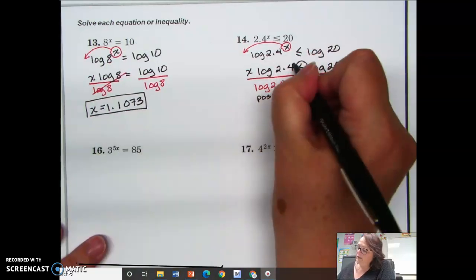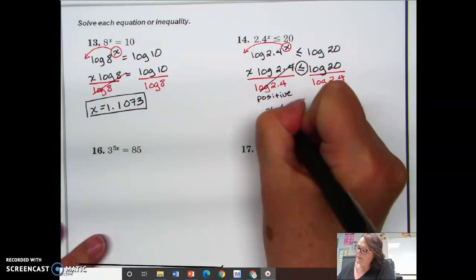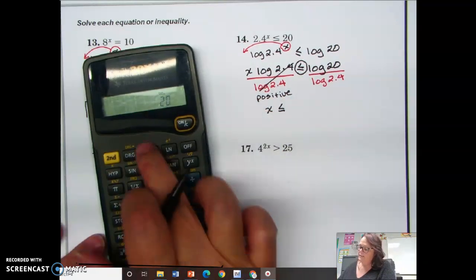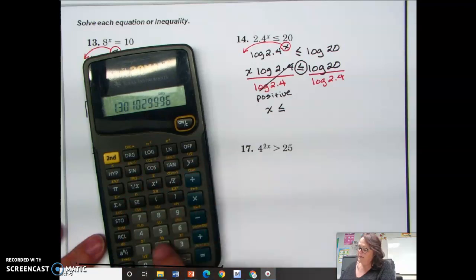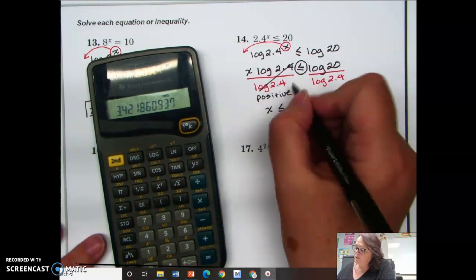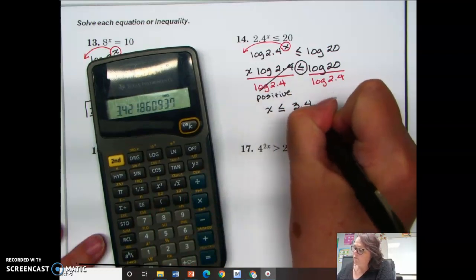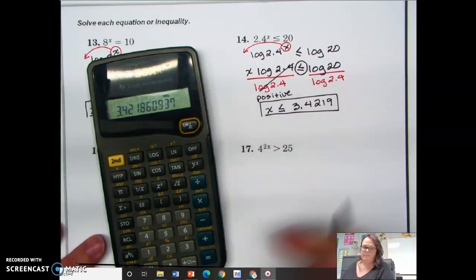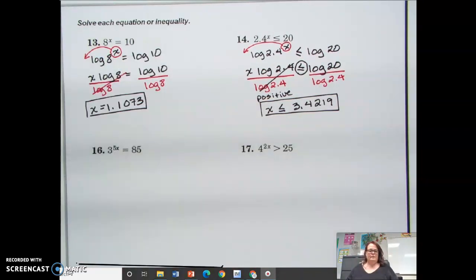So then coming over here, these cancel and I get x is less than or equal to. And so then we would do, in this case, 20 log divided by 2.4 log. And on the backward calculator, don't forget to press equals. And we get less than 3.4219. All right, take a look at the next one and see if you can solve that.